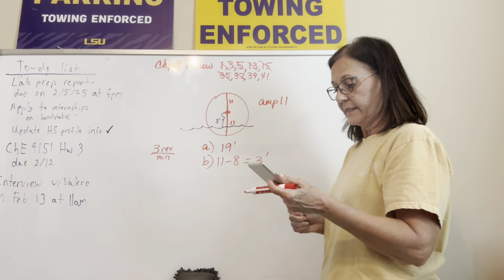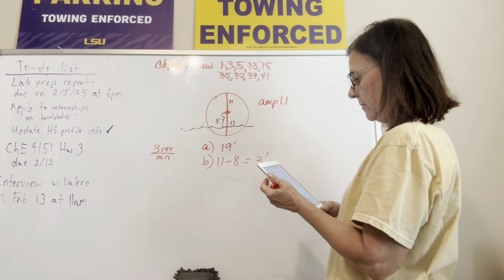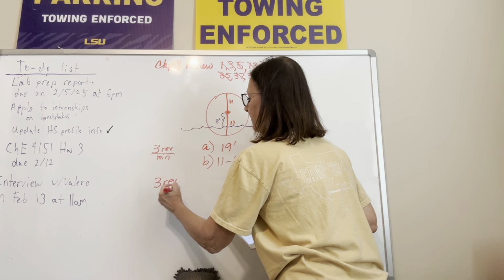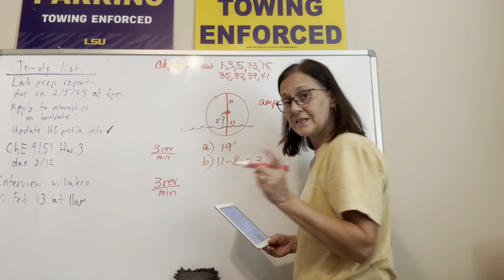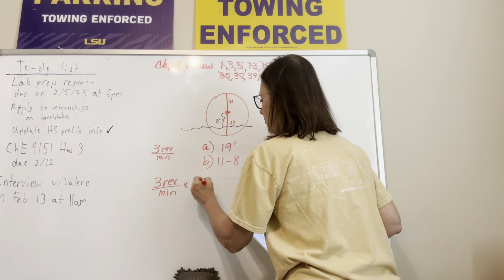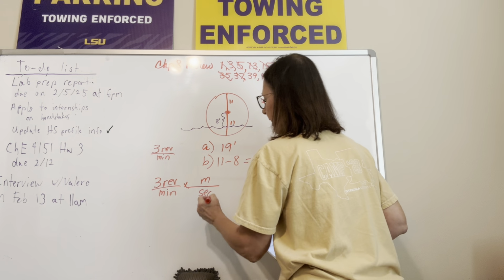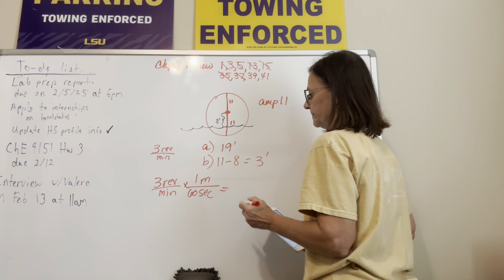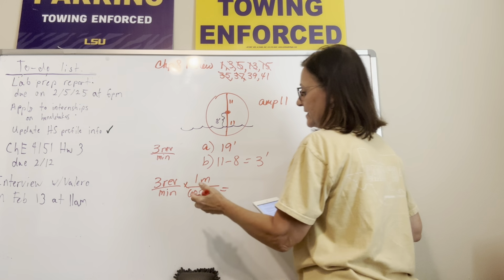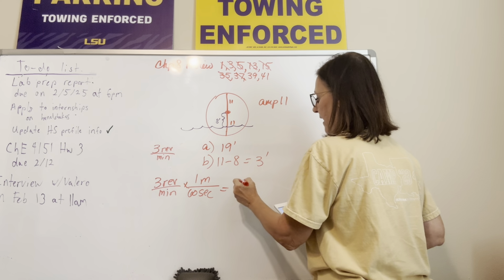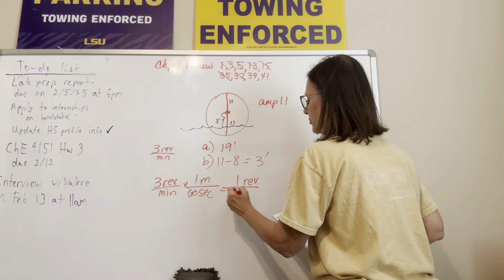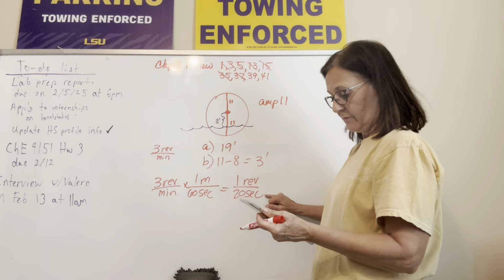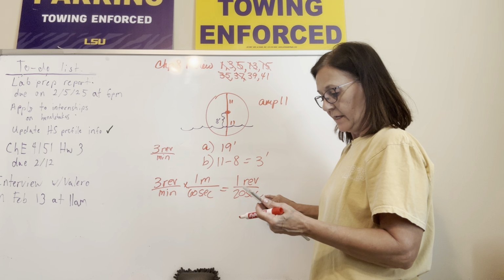In how many seconds does the wheel complete one revolution? All right, so this is C. We have 3 revolutions per minute, but it wants to know for seconds. All right, so I have to use the unit multiplier. And 1 minute is 60 seconds. So when I simplify this, I end up with 1 revolution per 20 seconds. So it completes a revolution in 20 seconds. Yeah, 20 seconds.